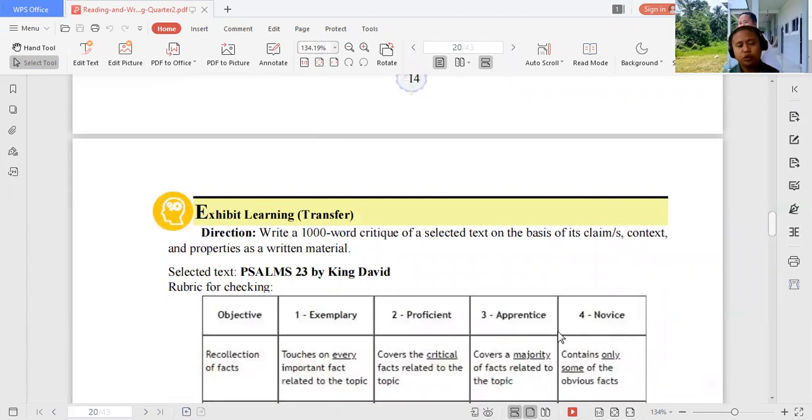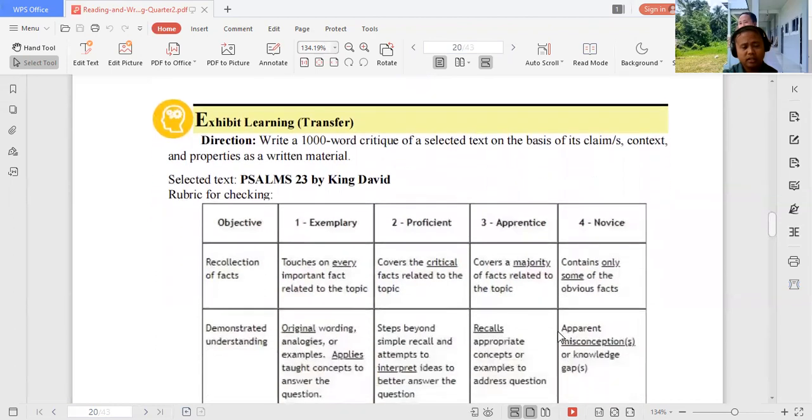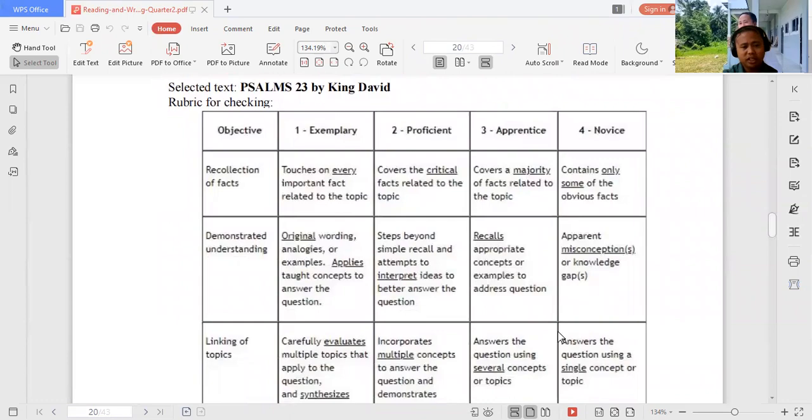Now let's jump into exhibit learning or transfer. What you're going to do, class, is write a 1,000 word critique of a selected text on the basis of its claims, context, and properties of the written material. Now, Psalms 23 by King David. The high score here is number 1. Exemplary. Recollection of facts, demonstrated understanding.